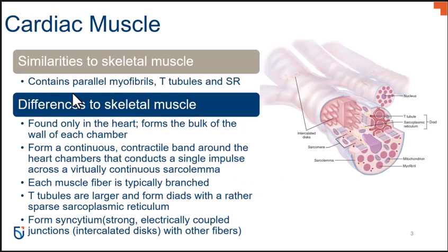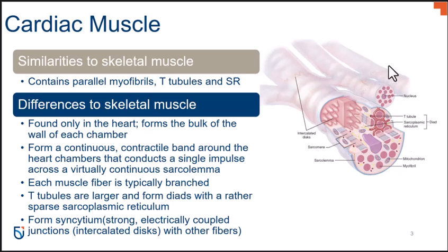On this slide, we're going to look at some of the similarities and differences when we compare cardiac muscle to skeletal muscle, because they do have some similarities, but then some big differences as well. So when we look at the similarities, both contain parallel myofibrils, T-tubules, and a sarcoplasmic reticulum. So let's elaborate on that a bit more.